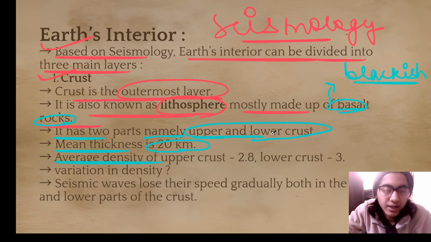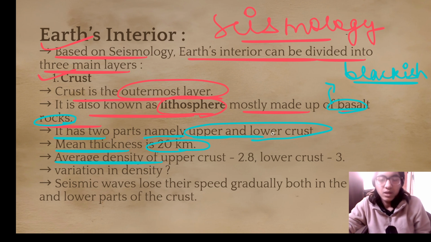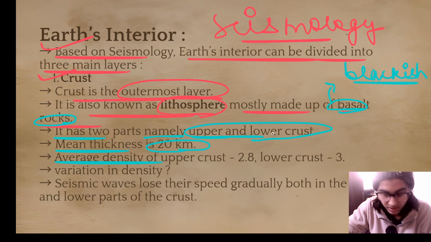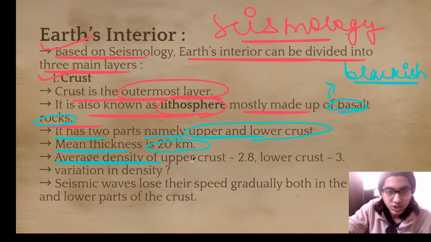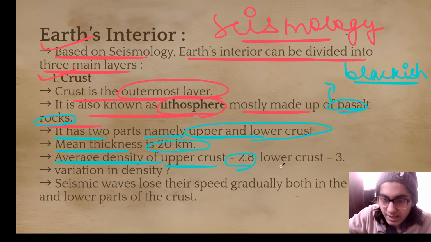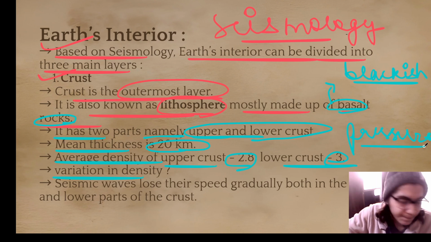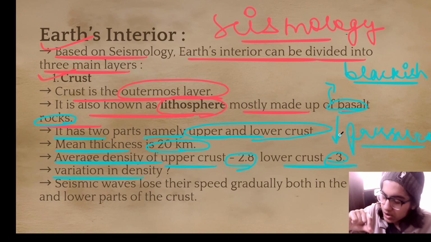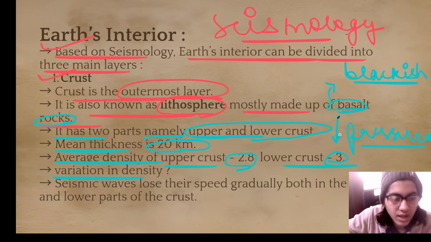And then we have the asthenosphere till 48 kilometers. The average density of the upper crust is 2.8 and the lower crust is 3. Why does this variation in density occur? Because of the increase in pressure. As pressure increases from the upper layers, the particles come closer.